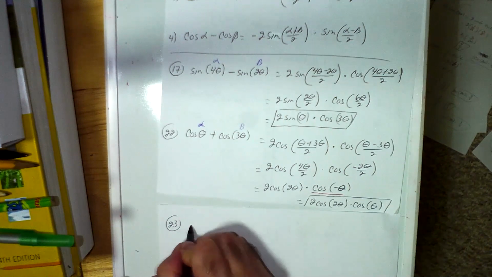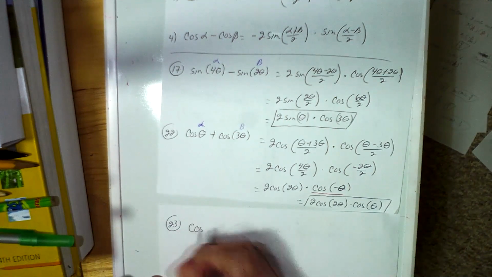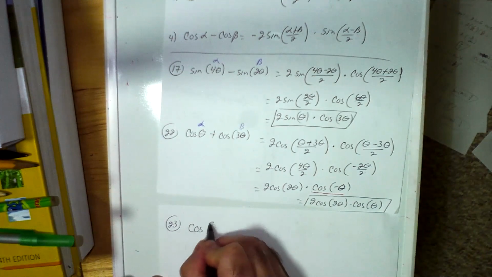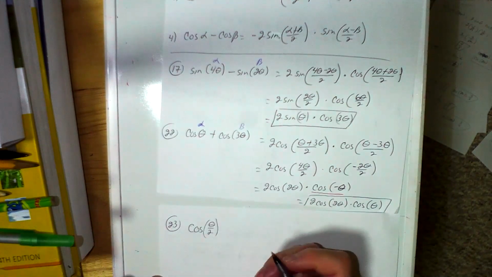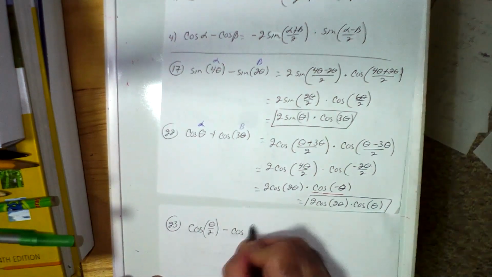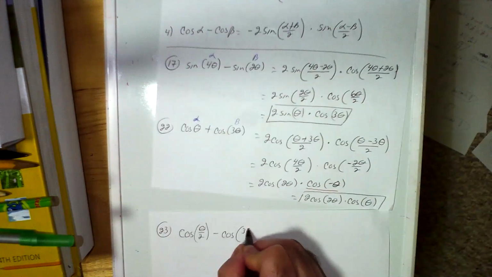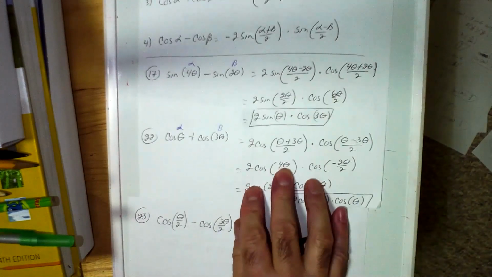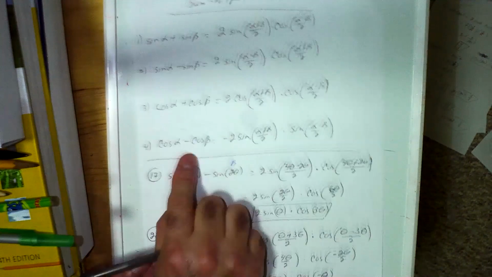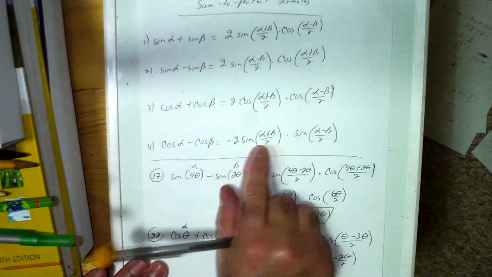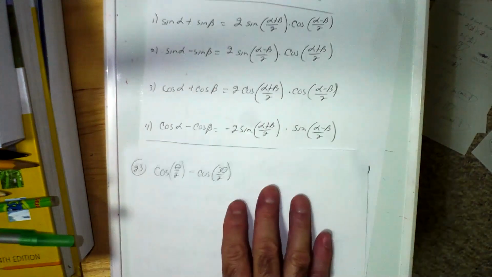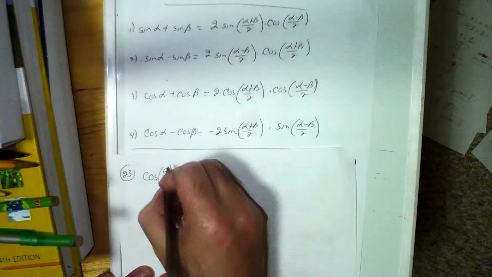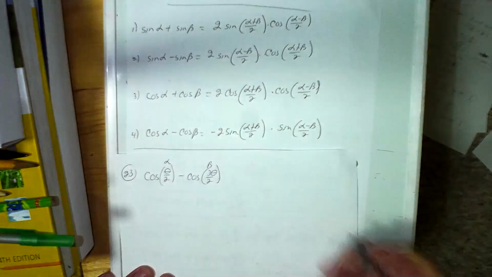All right, so here's 23. 23 reads cosine of theta over 2. They should have put parentheses. That's just me. Minus cosine of 3 theta over 2. Remember, it's not 0, it's theta. Right? So this one is going to be the fourth formula. Right? I'm going to have to use the fourth formula on that one. So here we go. This is my alpha. This is my beta. So I'm going to plug it in.